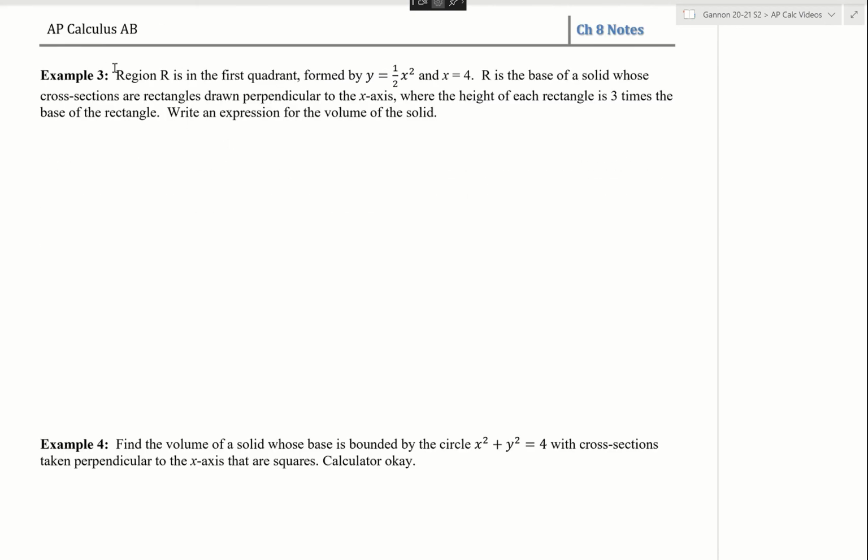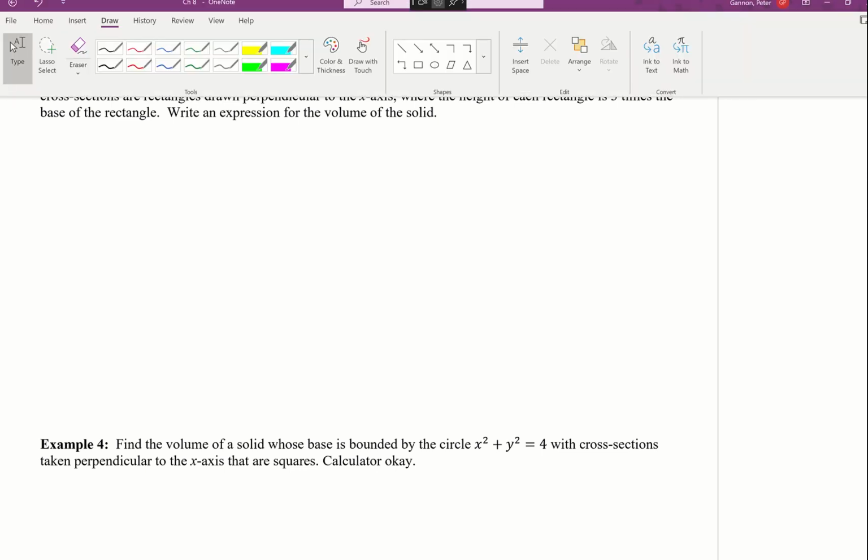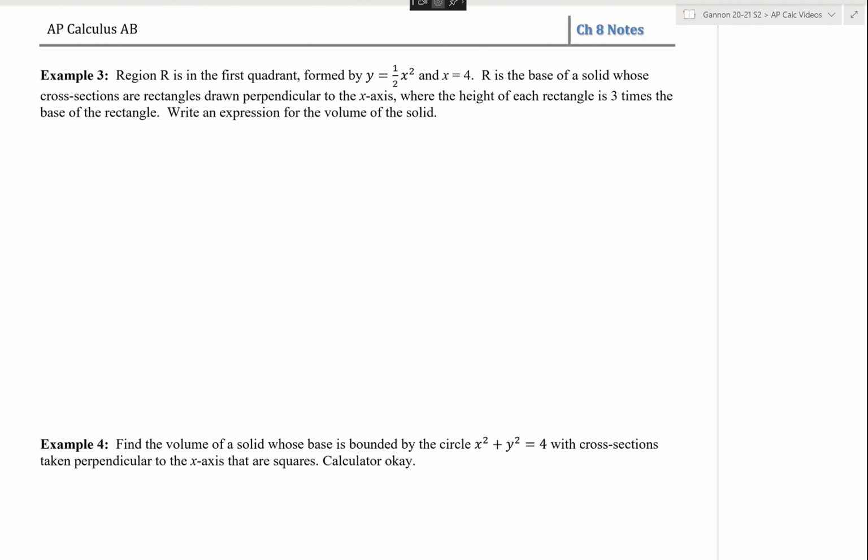So example 3 says region R is in the first quadrant, formed by y equals 1/2 x squared and x equals 4. R is the base of a solid whose cross sections are rectangles drawn perpendicular to the x-axis, where the height of each rectangle is 3 times the base of the rectangle. Write an expression for the volume of this solid. All right, again, guys, pause the video, see what you come up with on your own.